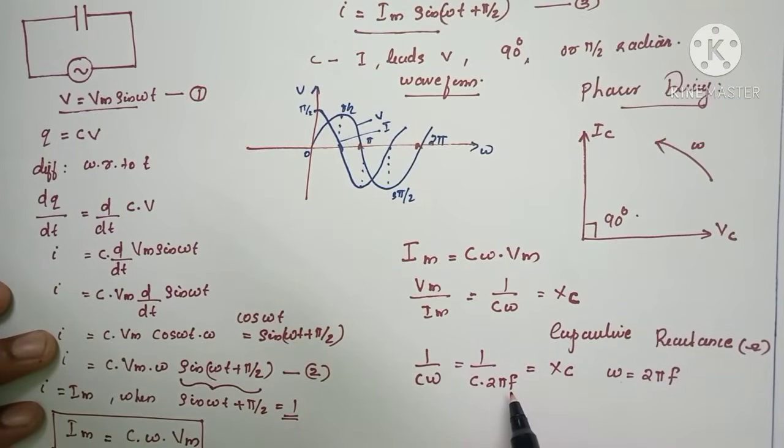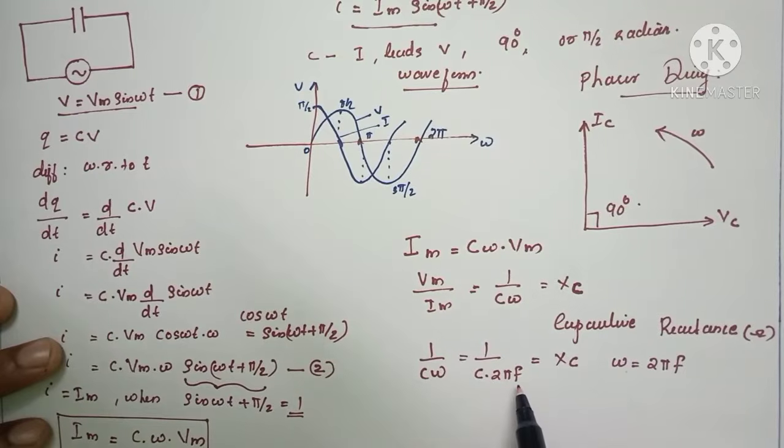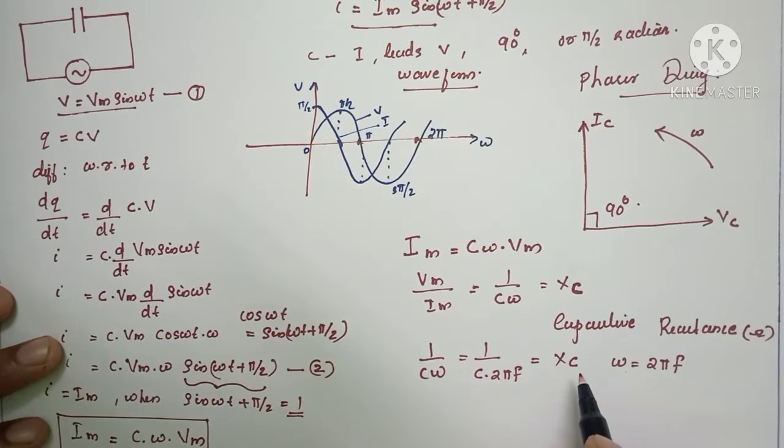If the frequency is very high, then the capacitive reactance will be very low, and as a result, maximum current will flow through the circuit. If the frequency is very high, the capacitive reactance will be very small, and more current will flow through the circuit. And if the frequency is very low, the capacitive reactance is very high, so the resistance offered by the circuit to the flow of current will be maximum, and no current will flow through the circuit.